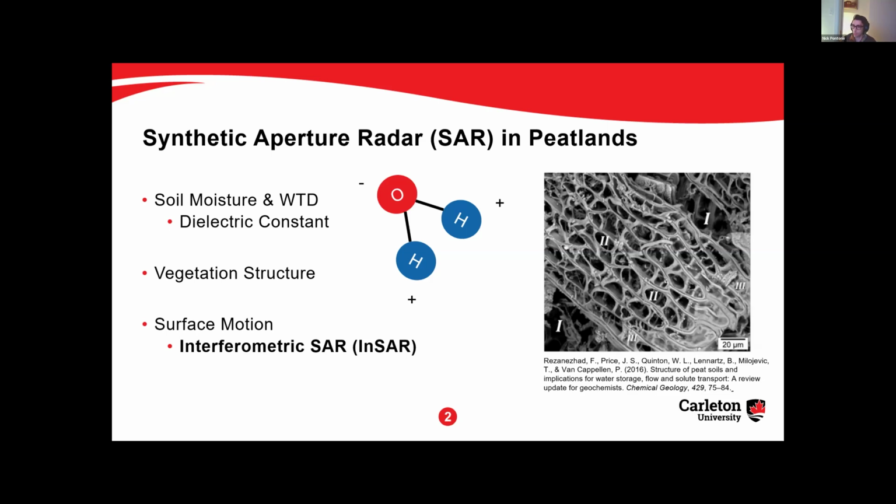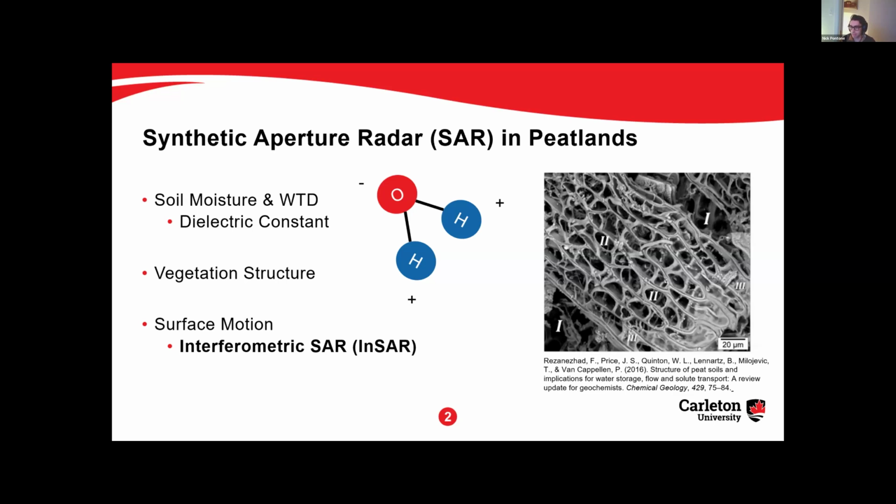And this is because water is a polar molecule. So when you have a lot of polar molecules together, when an external electromagnetic field is applied, they all rotate, which induces an electromagnetic field which resists the external electric field. So generally, when we have higher moisture, either in vegetation or soil, we see more backscatter in SAR, more reflection. And conversely, when we have drier conditions, we see less backscatter.